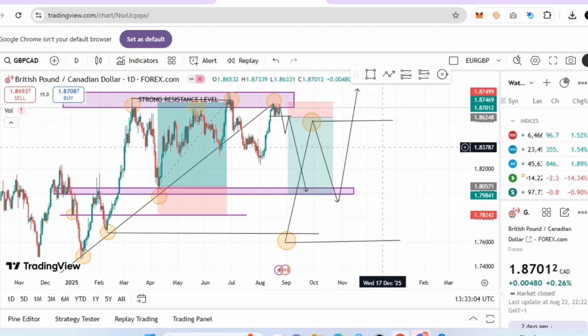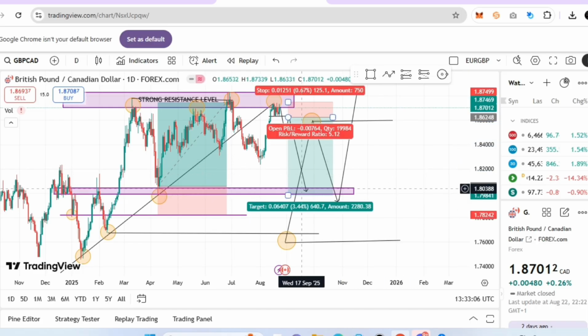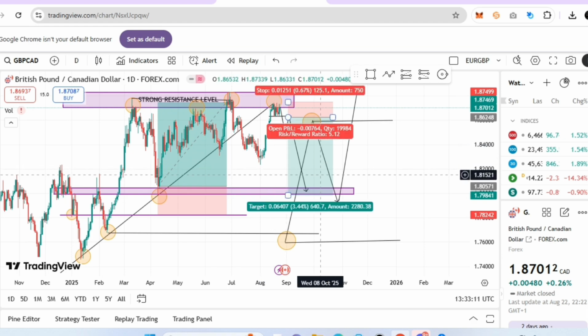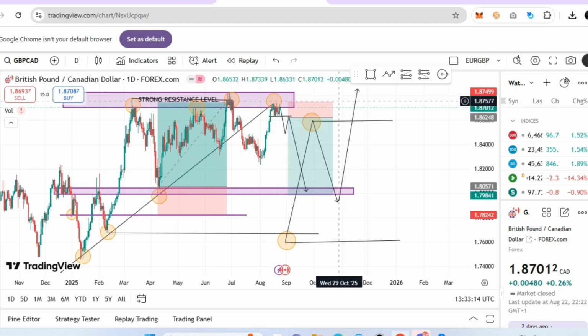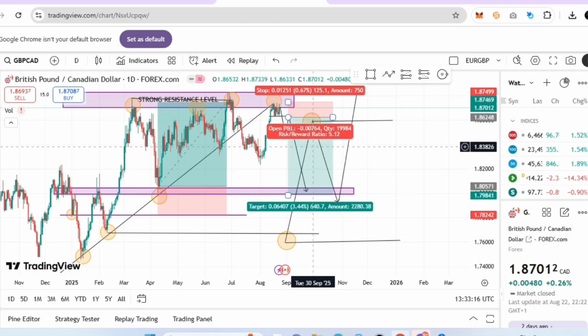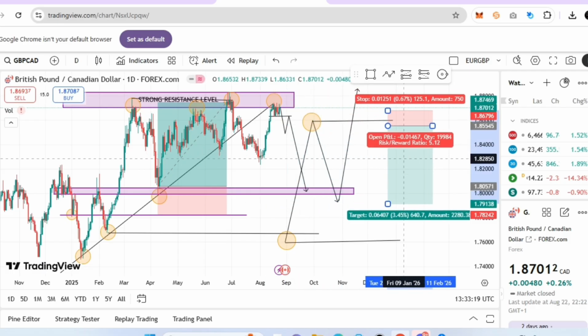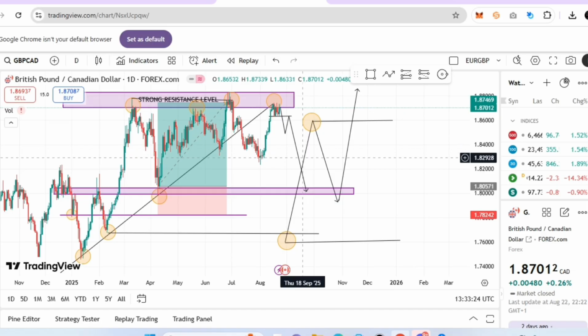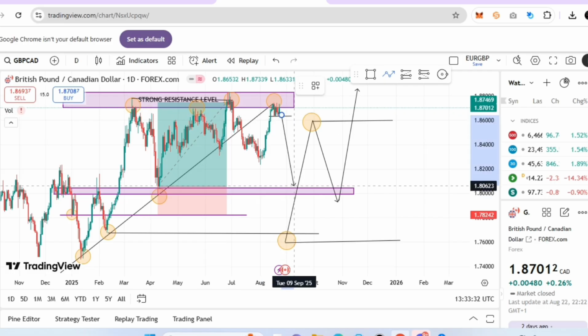Or I can as well target the low of the market. You know, I said the market is currently ranging between the high and the low, so I can target the low of the market as well. I hope you get that. But it's going to be a very long trade, so for now, let's just take the TP there. That is if it gives me what I want, I have my complete confirmation. So that's that on GBP CAD.